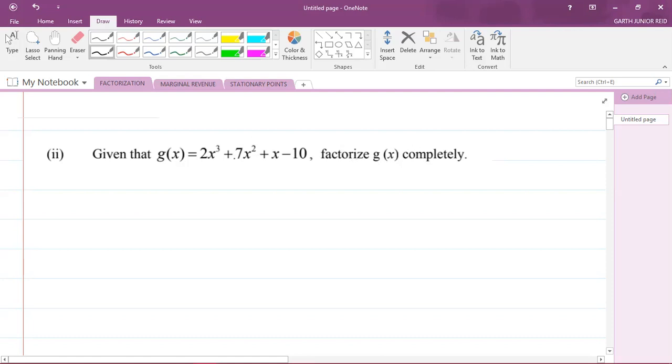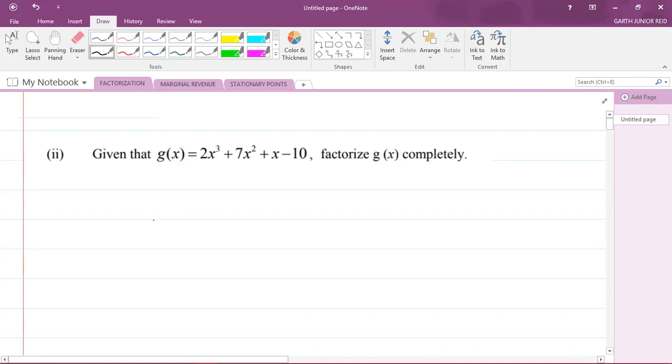This is what we call a third degree polynomial. We say that this polynomial is a third degree polynomial because the highest power of x is 3. Good. Now, how do you factorize this polynomial?